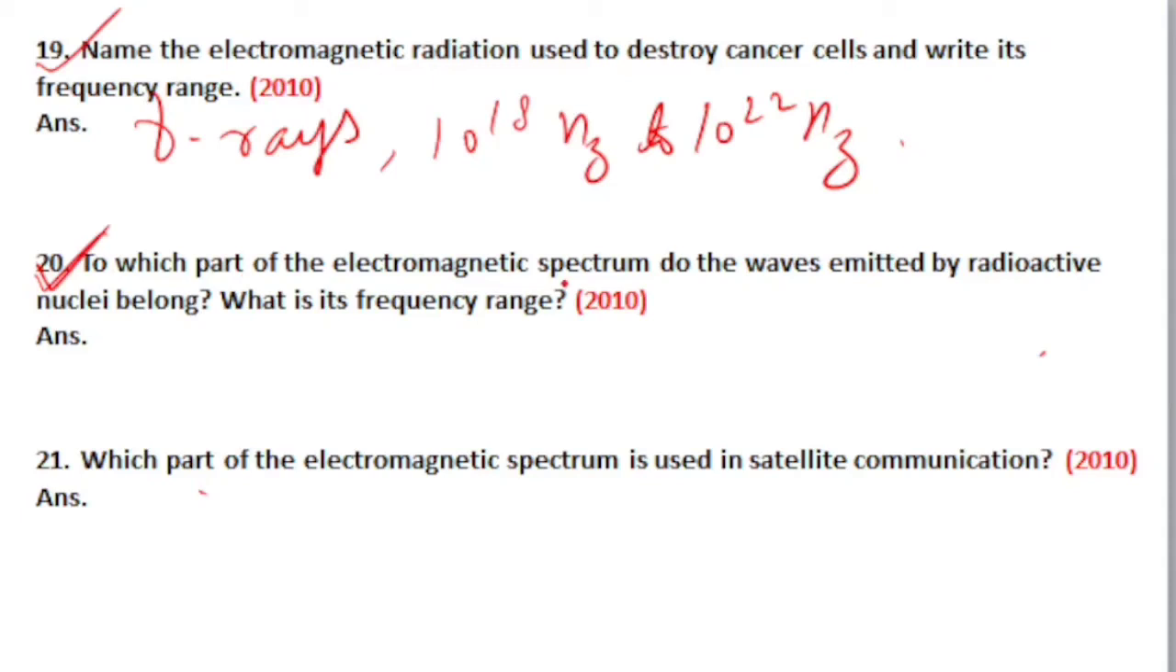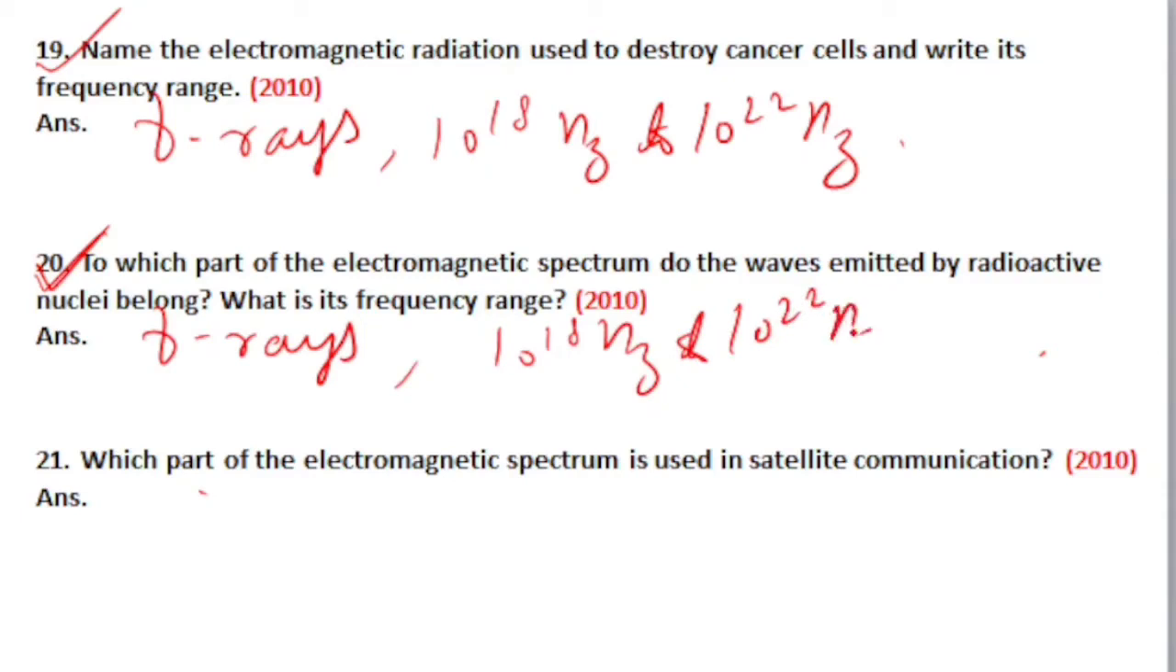To which part of the electromagnetic spectrum do the waves emitted by radioactive nuclei belong? What is its frequency range? Again, the same question, but the form is different. Here again, the answer is gamma rays. Gamma rays are emitted by radioactive nuclei, and its frequency range is again 10 to the power 18 Hz to 10 to the power 22 Hz. It has very high frequency and very high penetrating power. It is used to destroy cancer cells, right?